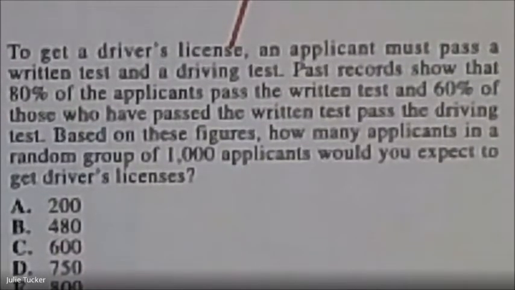To get a driver's license, an applicant must pass a written test and a driving test. Past records show that 80% of the applicants pass the written test, and 60% of those who have passed the written test pass the driving test. Based on these figures, how many applicants in a random group of 1,000 applicants would you expect to get a driver's license?